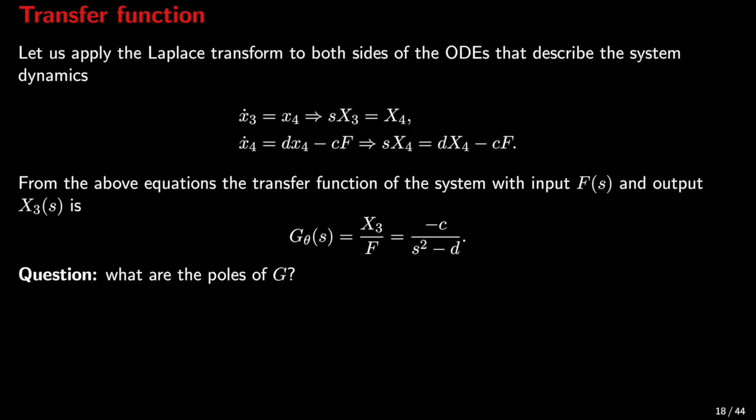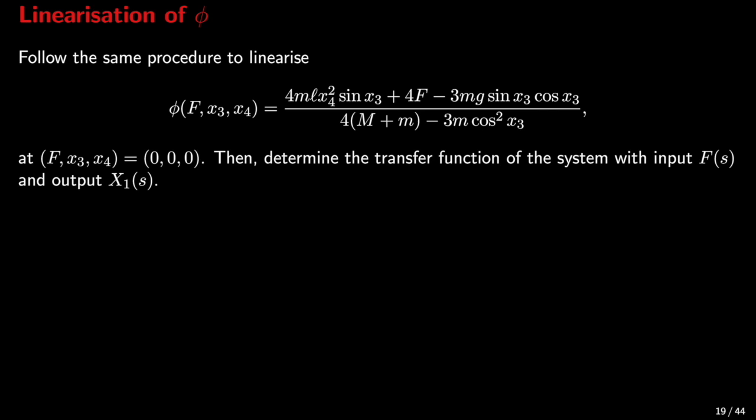We need to substitute x4 from the first equation into the second equation and rearrange to obtain this transfer function. The transfer function g theta, that's how we call it, is given by minus c over s squared minus d. Here d, recall, is a positive constant that we defined earlier. I'll leave it to you at this point to determine the poles of g theta and tell whether the system with input f and output x3 is stable in the BIBO sense. Next, following the same procedure, you can linearize phi and determine the transfer function of the system with input f and output x1.